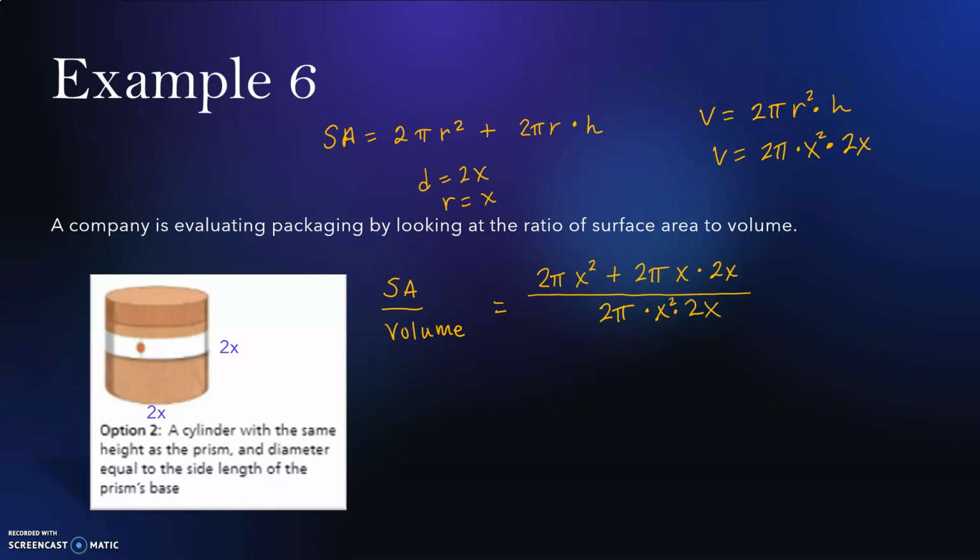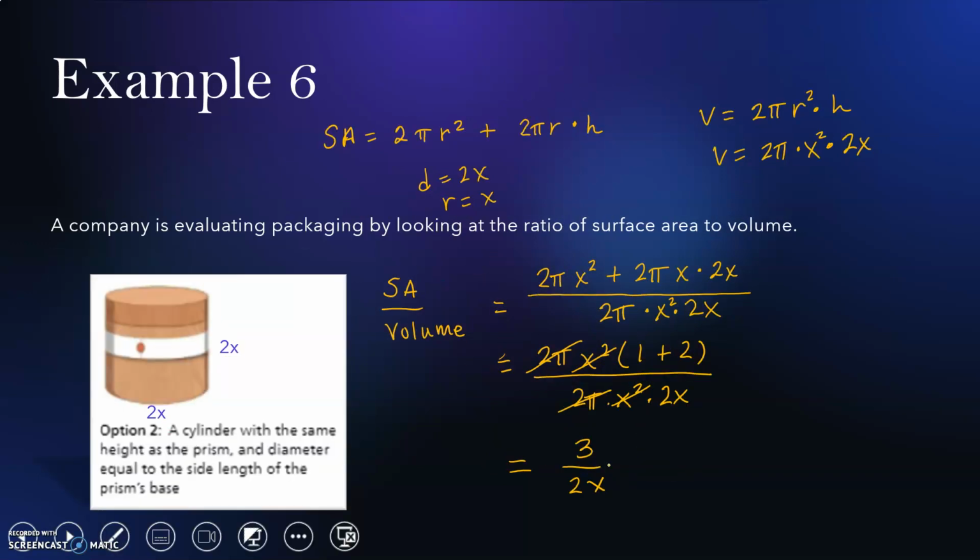So then if I simplify a little bit, I notice that I can factor a 2 pi and an x squared out of the numerator. So I get 1 plus 2. Well, that's just going to be 3. And in the denominator, I have 2 pi times x squared times 2x. So I notice that these cancel, and I notice that these cancel, and so I wind up with 3 over 2x.